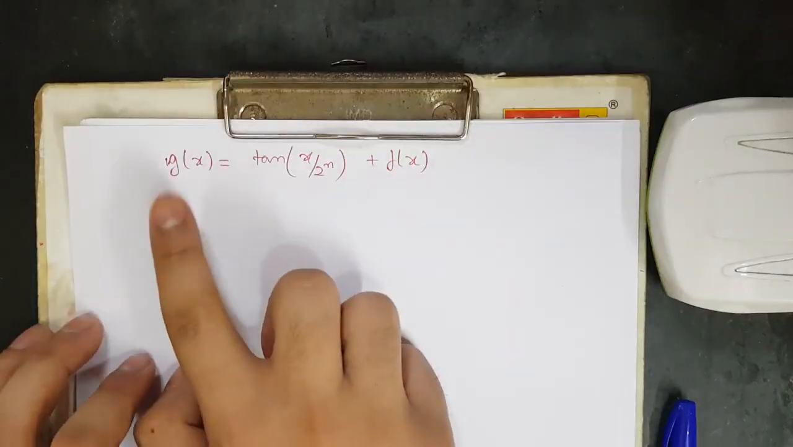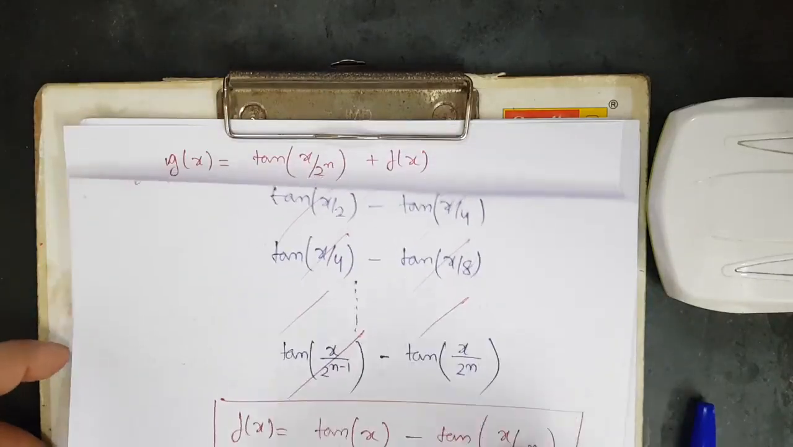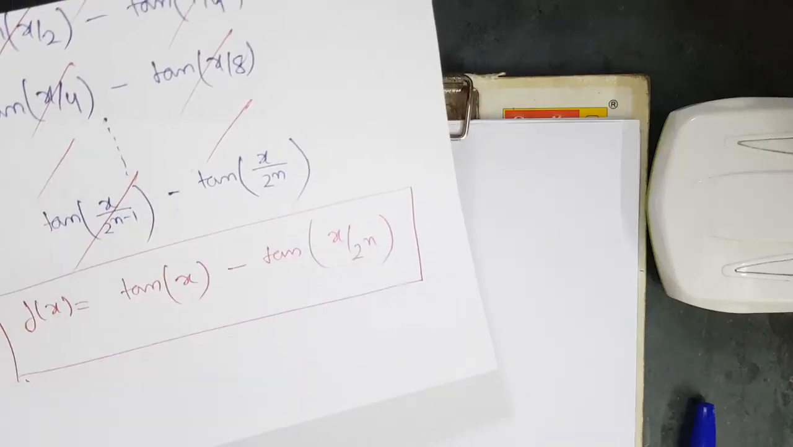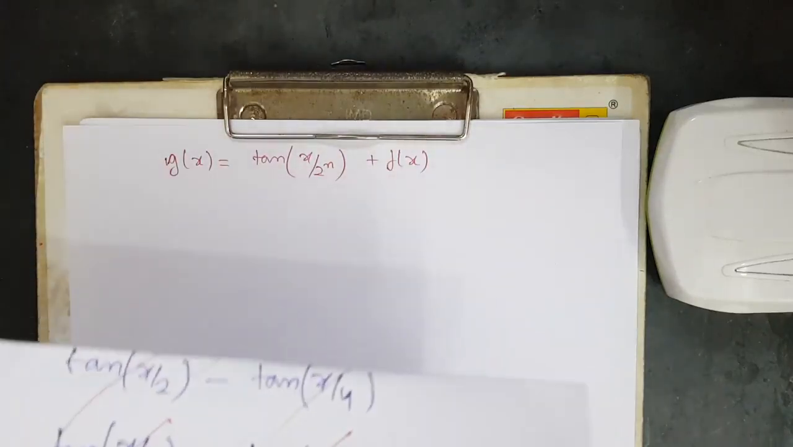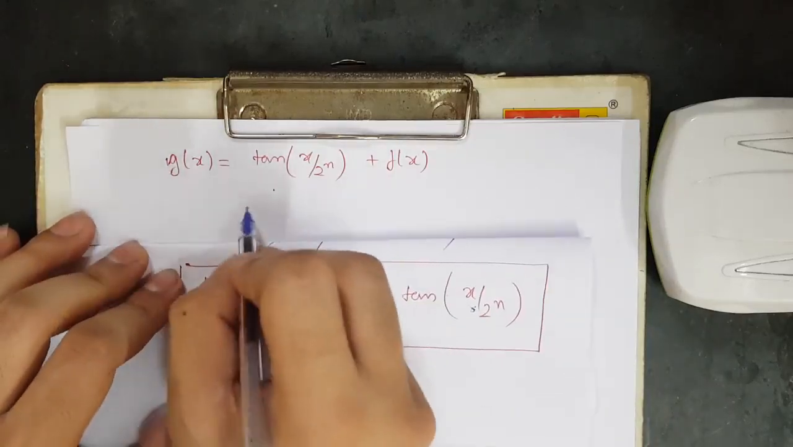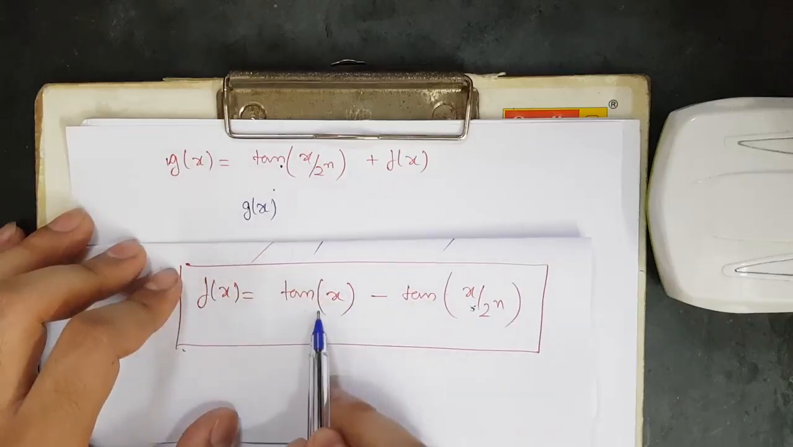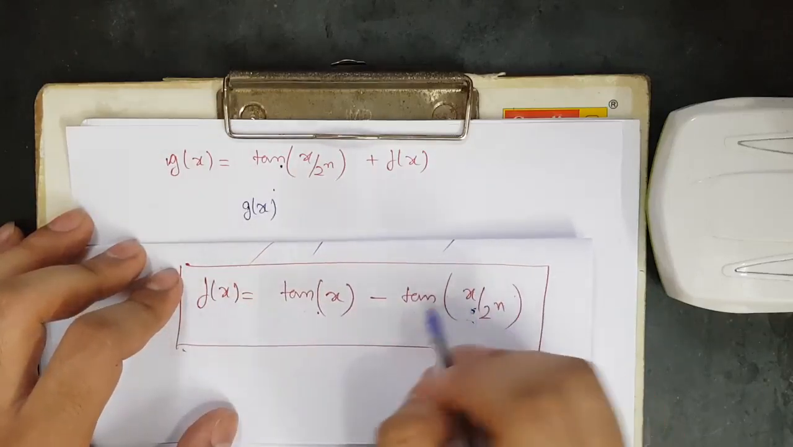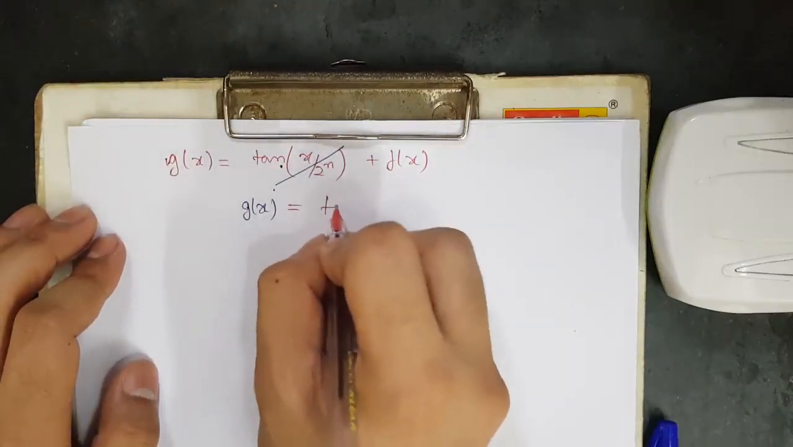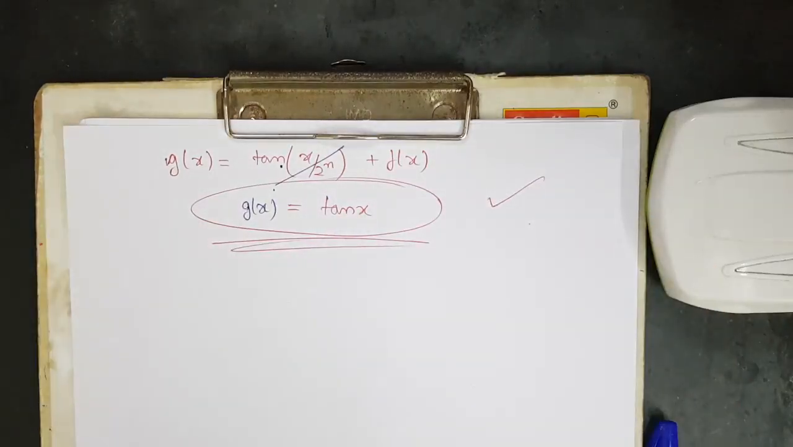So in the question it has been mentioned that g of x is equal to (tan x by 2) raised to power n plus f of x. We have found out the value of f of x to be tan x minus (tan x by 2) raised to power n. So let us substitute this value into this part. If you substitute, we will get g of x equal to (tan x by 2) raised to power n plus tan x minus (tan x by 2) raised to power n. So this and this will get cancelled. So the value of g of x comes out to be tan x. Okay, so we have derived the value of g of x.